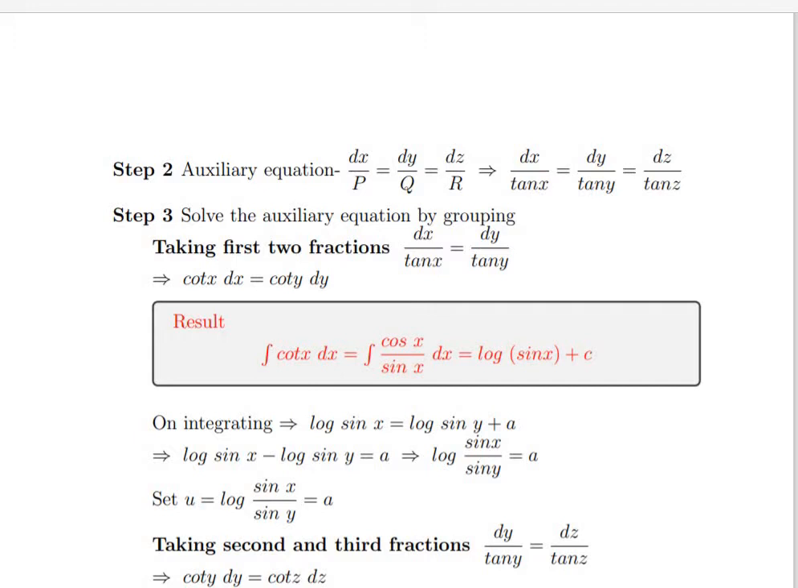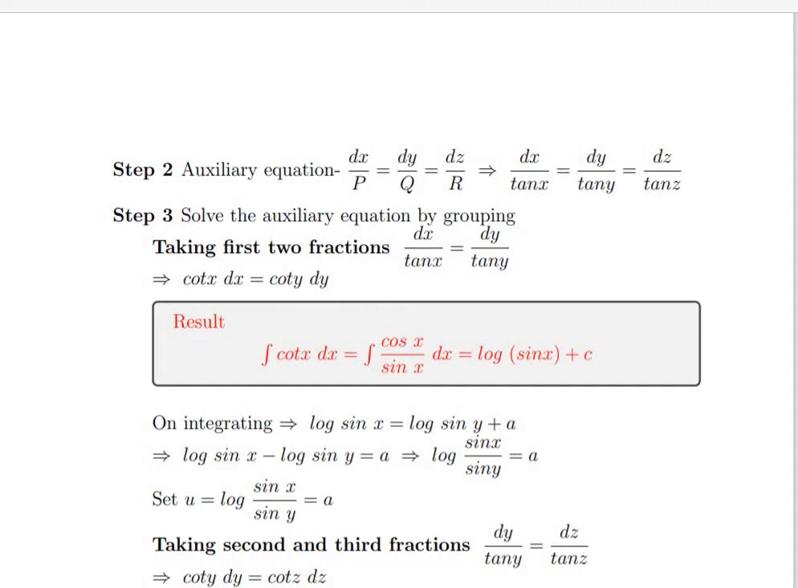From here, we can rewrite it as log sin x minus log sin y equal to a, which implies log of sin x by sin y is equal to a. We will set this log of sin x by sin y equal to a as u. So we got one value, u. Now for getting the other value, say v, we will take the second and third fractions from the auxiliary equation, that is dy by tan y equal to dz by tan z.